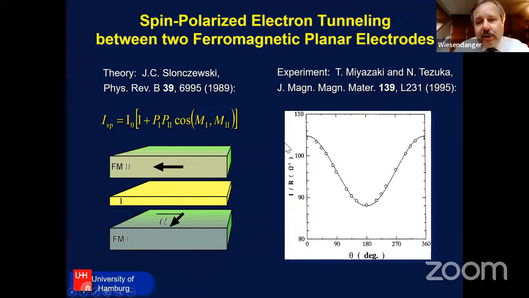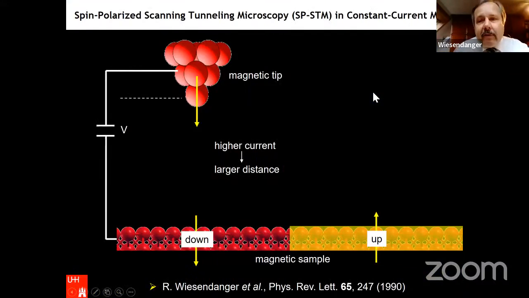This is from their original work, where you see that the tunneling conductance indeed follows this very nice cosine dependence. Now, already 5 years earlier than this work, we published our work in the field of spin-polarized STM, where you replace the planar insulating barrier with a vacuum barrier, and the top electrode is replaced by an atomically sharp magnetic probe tip.